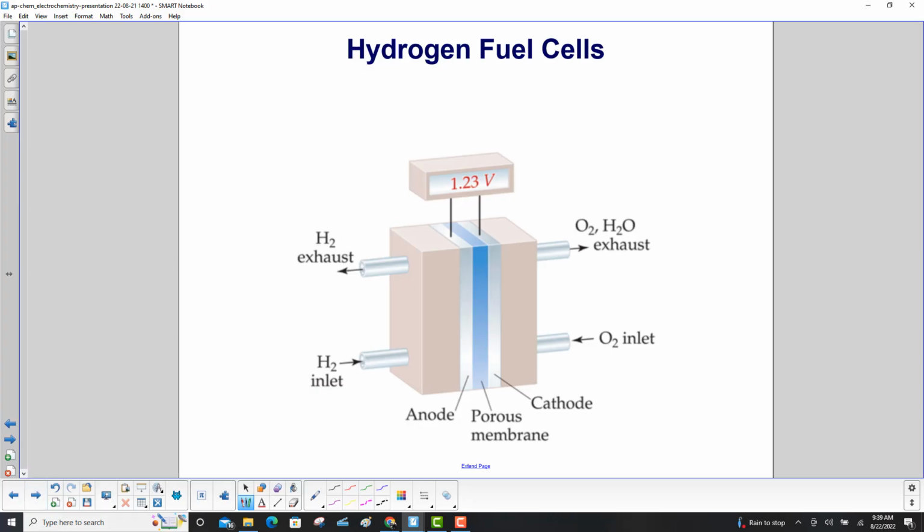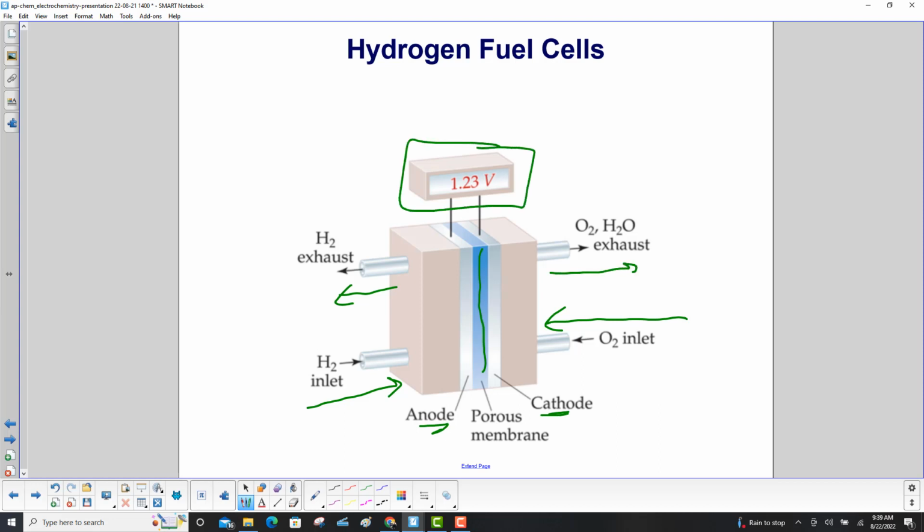Hydrogen fuel cells have an anode and a cathode separated by a porous membrane here. You've got oxygen coming in, hydrogen coming in over here, then it exhausts hydrogen and also oxygen and water, generating 1.23 volts.